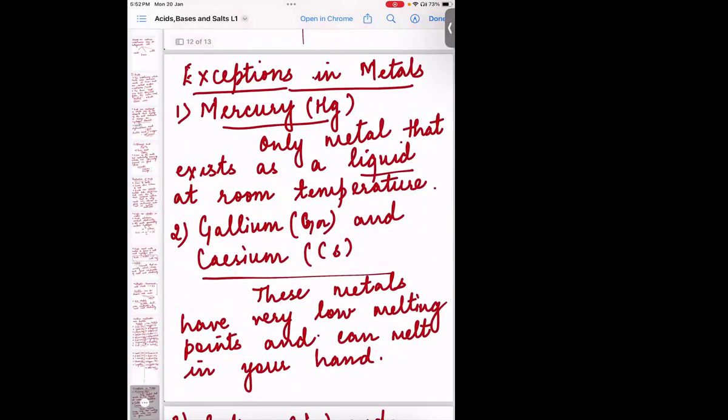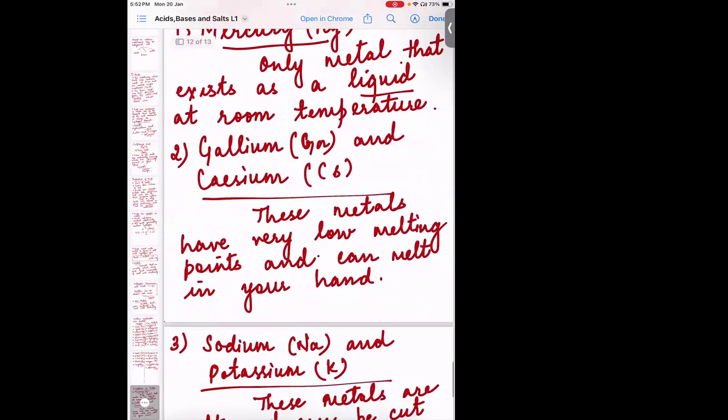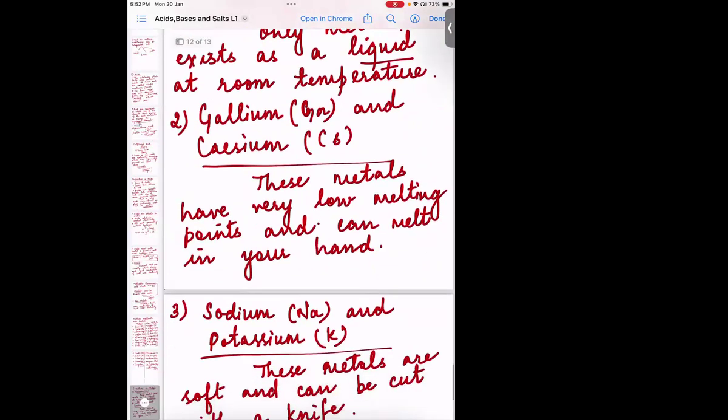As I told you, all metals are shiny in nature and can be converted into sheets and wires, but some exceptions exist. For example, mercury is the only metal which is liquid at room temperature; it is not present in solid form. The others are gallium and cesium, which have very low melting points and can melt easily in your hand.